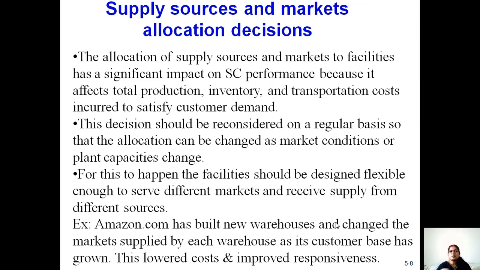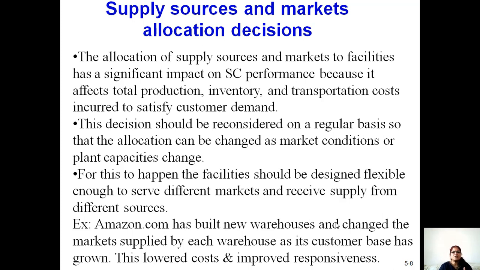Coming to the last type of decision, that is supply source and market allocation decisions. These are also very important decisions because they affect the total production, inventory, and transportation costs incurred to satisfy customer demand. Consider a manufacturing facility, for example. It has on its left side the supplier, on its right side the market. These decisions help in answering which suppliers have to supply to which plants and which markets have to be served from which plants.